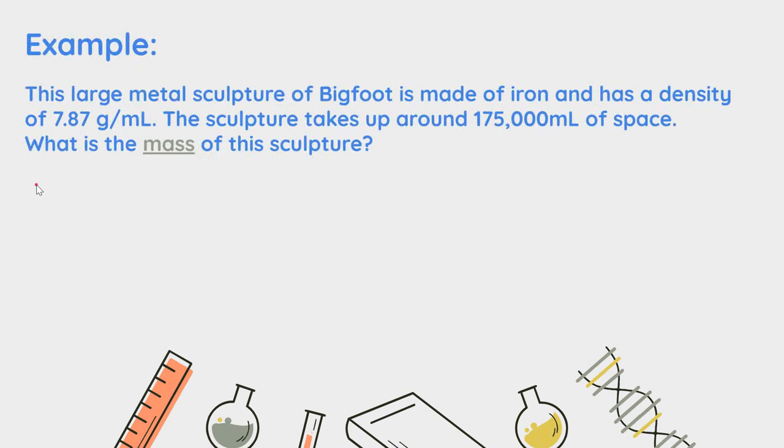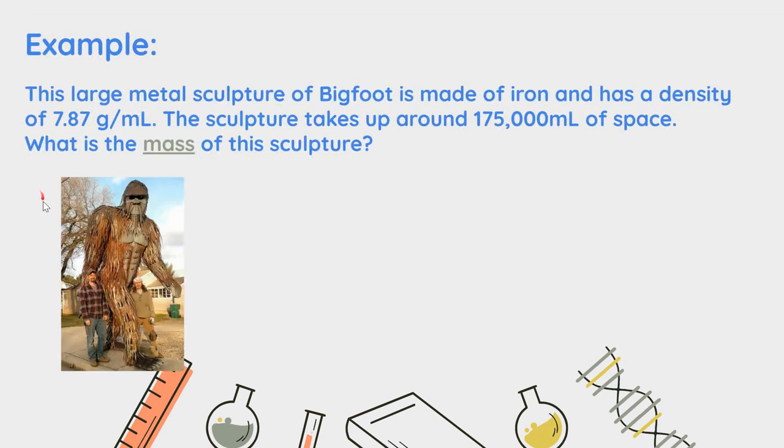There is actually one more example. We have a large metal sculpture of Bigfoot. It is made of iron, and it has a density of 7.87 grams per milliliter. This sculpture takes up around 175,000 milliliters of space. What is the mass of this sculpture? Use one of the three equations below to find out the mass of that sculpture.